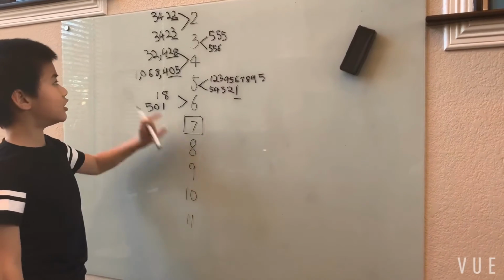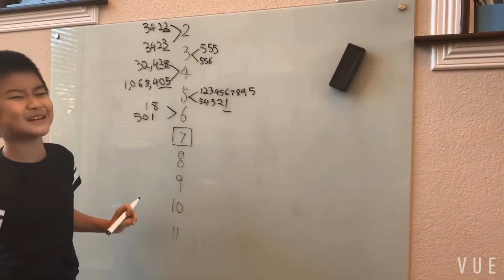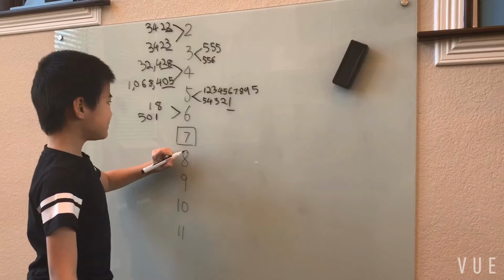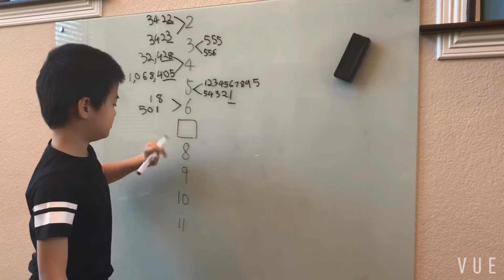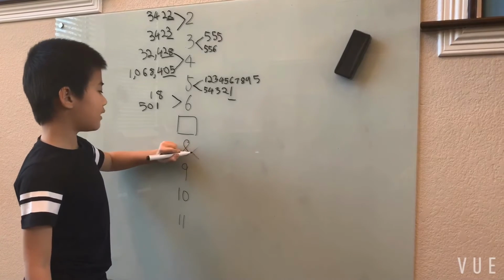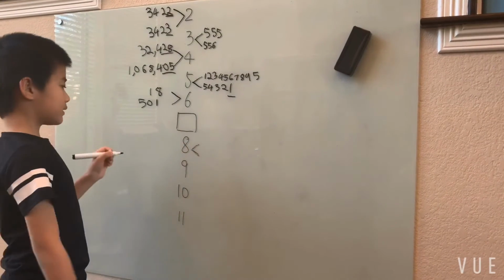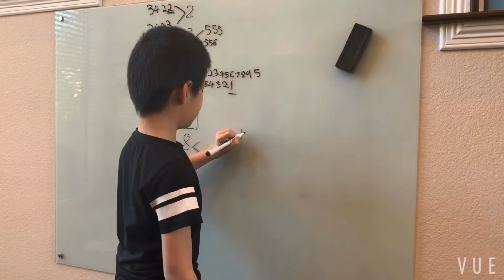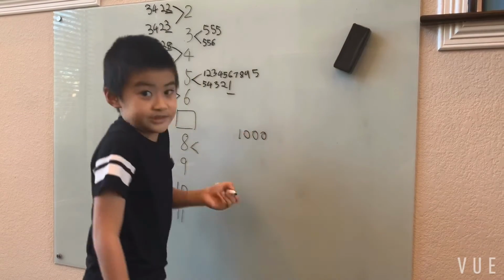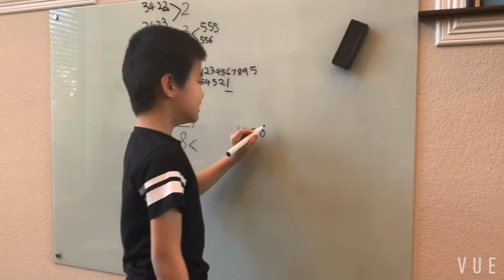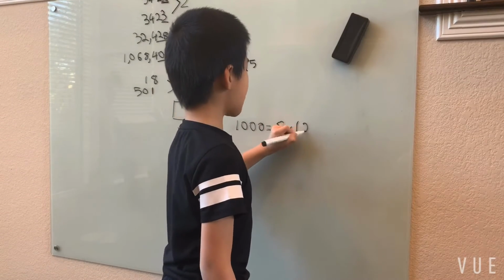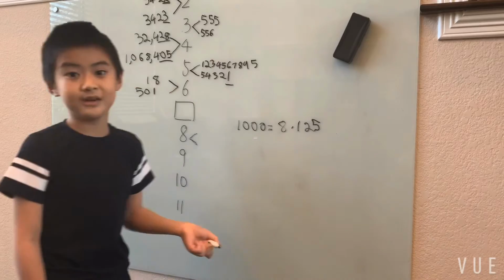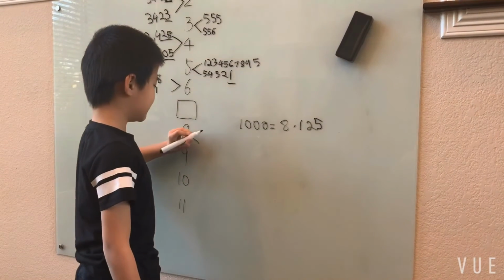So how about 8? Well, 8 is also similar to the 4. 4 is also pretty special. So what's special about 8? Well, what's 1,000 equal to? I know 1,000 is hard to think of, but 1,000 is actually a multiple of 8. 8 times 125.